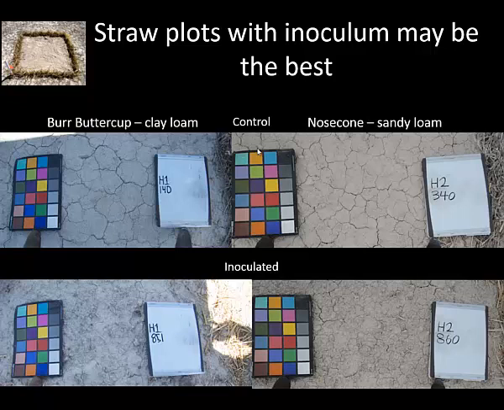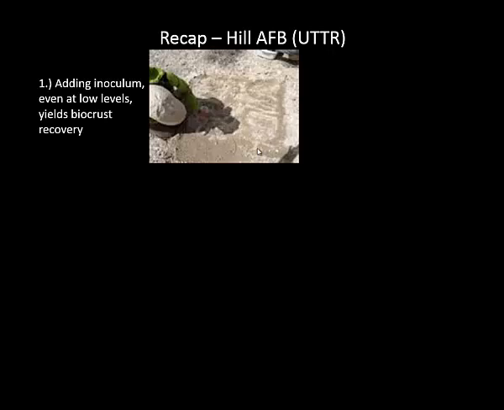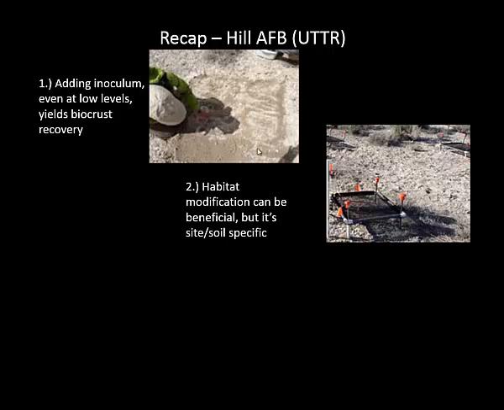Okay, so that was a lot. So what I want to do is just give you a quick little recap. So the first study, we looked at adding inoculum, and what we saw is that even low levels, we saw really great recovery. The second study, looking at habitat modification, showed that there can be some benefits, but you have to pay attention to the site. Depending on which organisms are there, depending on what habitat is like, you may or may not get success with different habitat modifications.